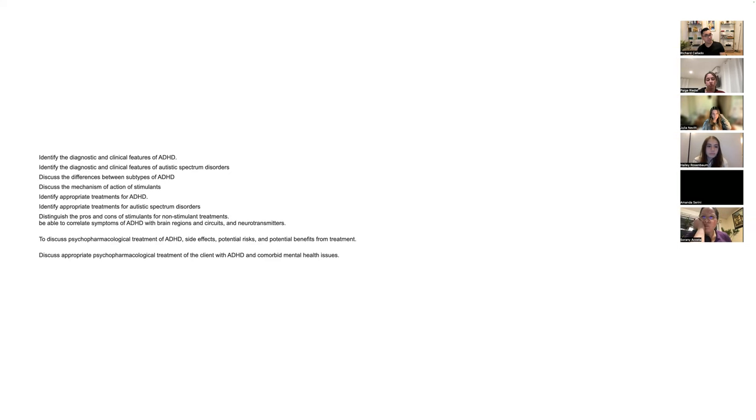Identify diagnostic clinical features of autism spectrum, like I said: repetitive behaviors, poor eye contact, poor social skills, infatuations with specific things, well, dinosaurs, cars, whatever, specific things. Discuss the different subtypes of ADHD. Discuss the mechanisms of action of stimulants, the difference between amphetamines and the difference between methylphenidate solutions. Identify appropriate treatments for ADHD.